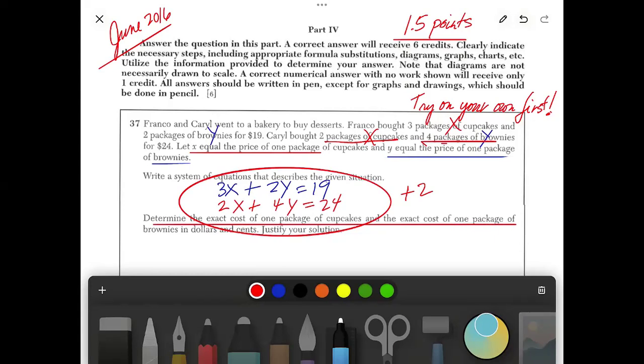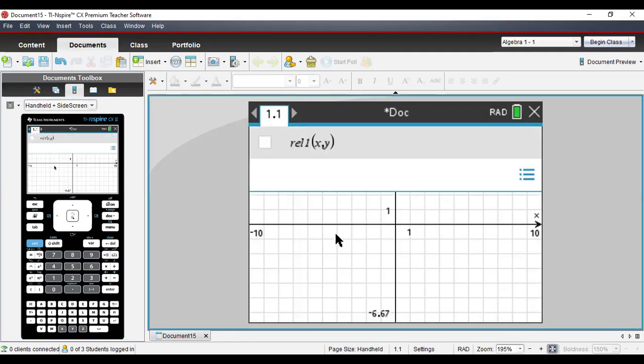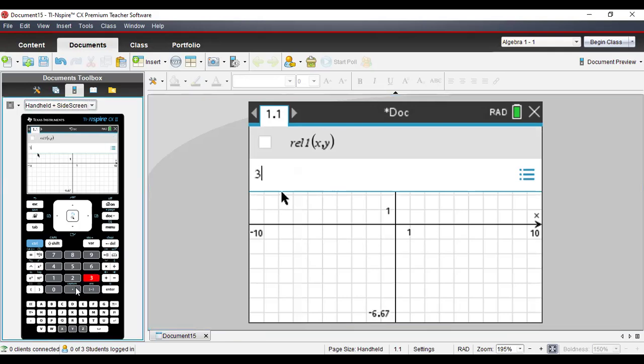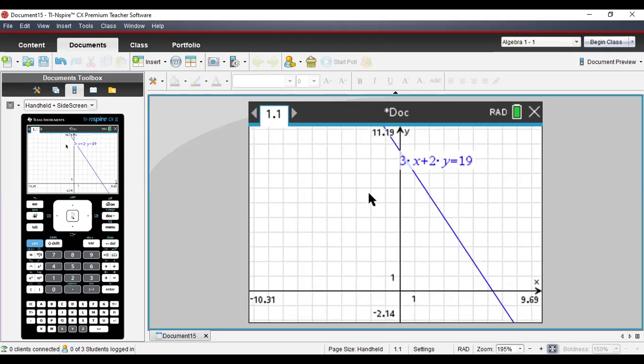So what I'm going to do is I am going to grab my calculator and I'm going to graph this. So I'm going to go here. And now this is not a function. It's not in function notation form. It's not y equals. It's not f of x equals. It's going to be in standard form. So what we're going to do is we're going to delete this equal sign and put it in relation mode. From here, we just type in our equations. So we had 3 cupcakes, 3x, plus 2 brownies, 2y, and it cost us total $19.